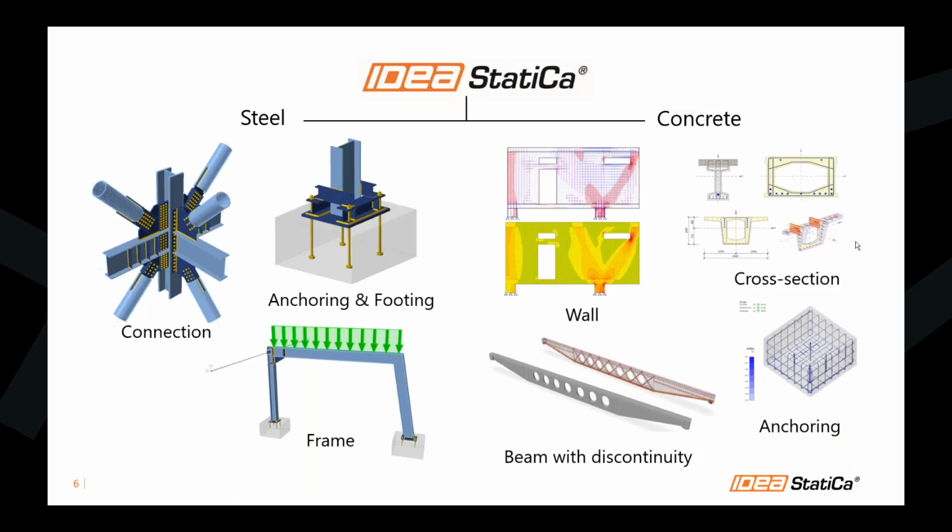Basically, IDEA StatiCa is combined into two modules, a steel module and a concrete module. On the steel module, you can see our connection app, which is the most popular of our apps. We can also do anchoring and frame design. On the concrete side, we can design a wall, cross-section, beam with discontinuity, meaning beam with opening, and pre-stressing. And we can also do anchoring. But this is not everything that we can do. There is a lot more, and you can find out more on our website if you are interested.